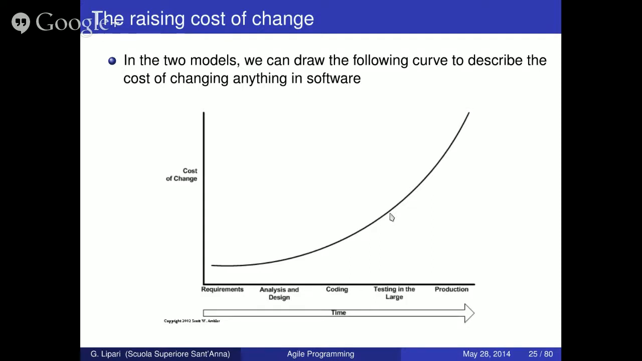If you find a substantial error during testing, or the customer wants something in a completely different way during testing, well, that's a lot of money because sometimes you have to go back to the design phase and redo a lot of implementation. So that is where change hits you in a more difficult way. And of course, changing when you are in production is really, really costly.